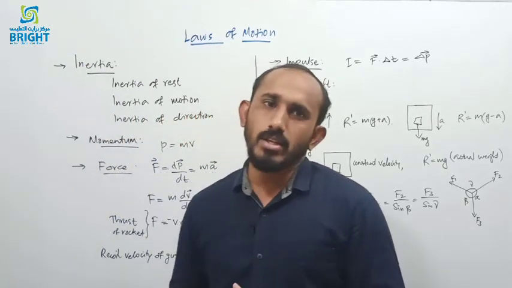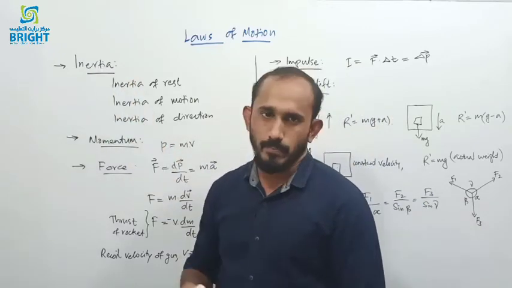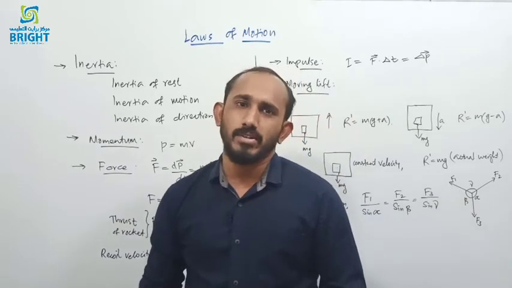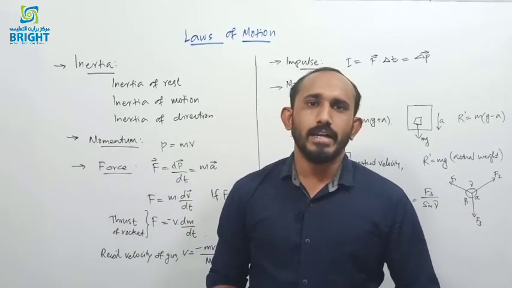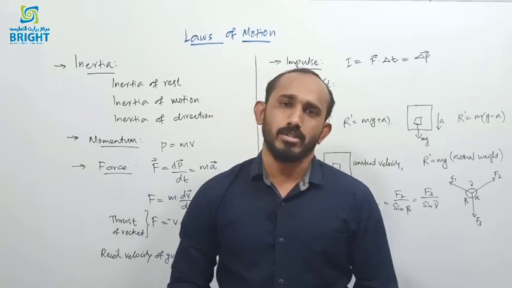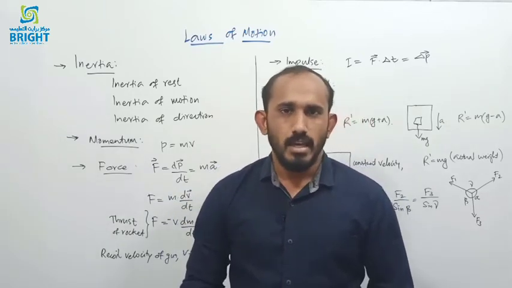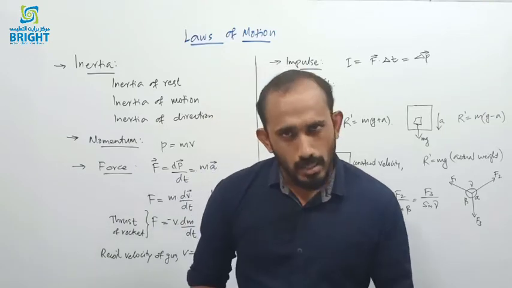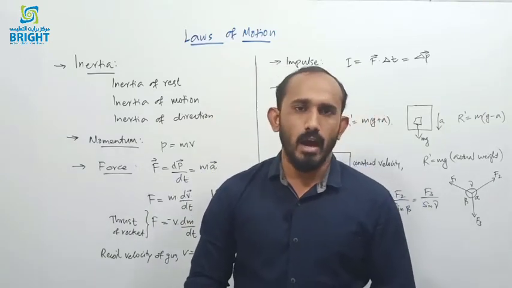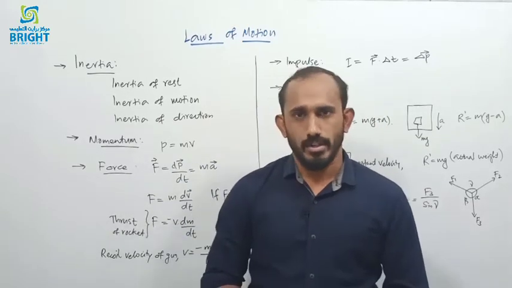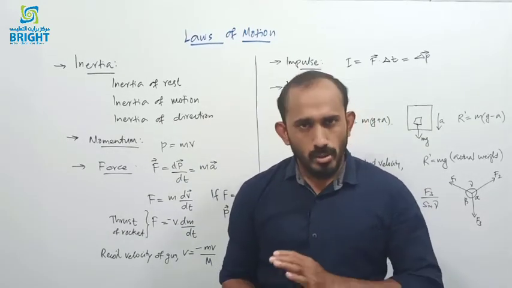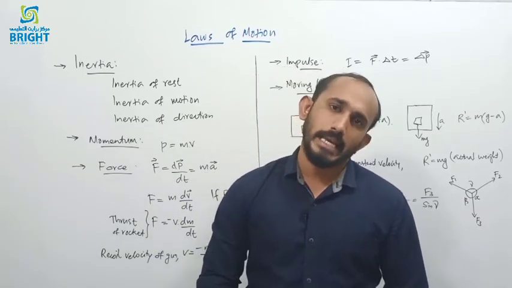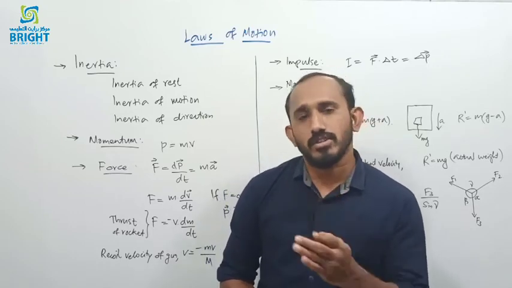One of the initial topics of this chapter is the term inertia. Inertia is the ability of any material, any object, to continue in the state of rest or of uniform motion. That means if a body is at rest, it wants to remain at rest continuously unless you apply a force on it. This tendency of a body to remain in its state, either rest or motion, is known as inertia. This inertia can have three types actually.